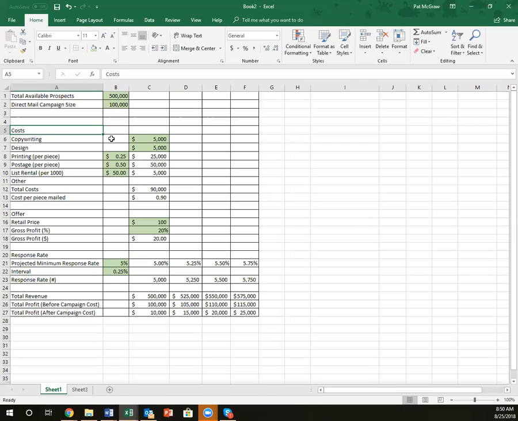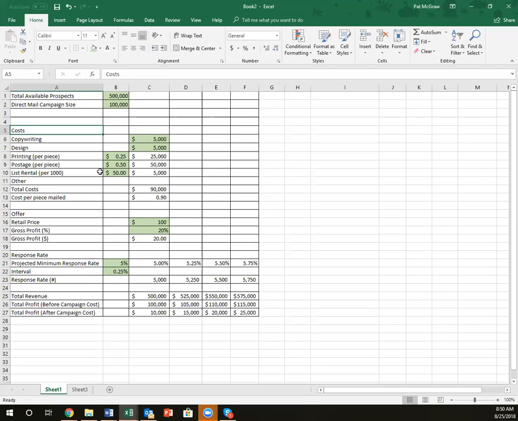Copywriting for the package, about $5,000. Design, about $5,000. You're going to look at about $5,000 to $25,000, depending on the complexity of your campaign, for writing and design work. So this is right in the ballpark. Printing per piece, for color, those pieces I mentioned, the envelope, the cover letter, a buck slip, and a card, about 25 cents a piece, gets you at 100,000 quantity up to $25,000.